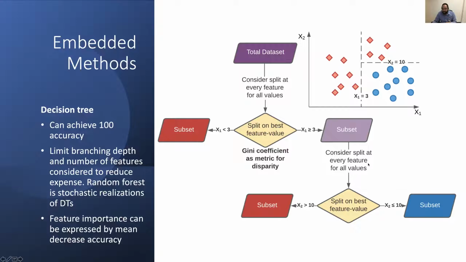You consider every feature, all values. So you do it all over again, splitting along x1, splitting along x2. This time, it happened to be that x2 equals 10 was the best discriminator. And so you write it this way. All those points that are above 10 here are red and it's pure, and all those below 10 are here and it's also pure. So now we can stop. So this is how a decision tree is built.